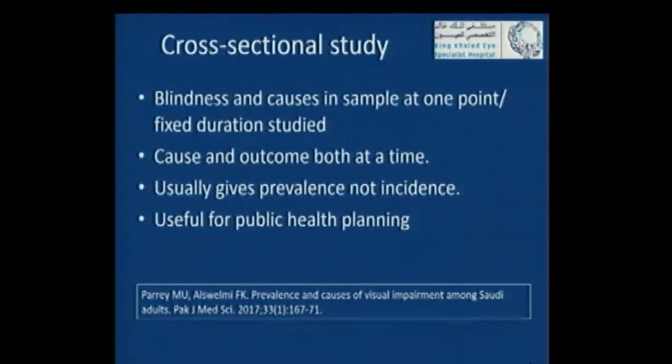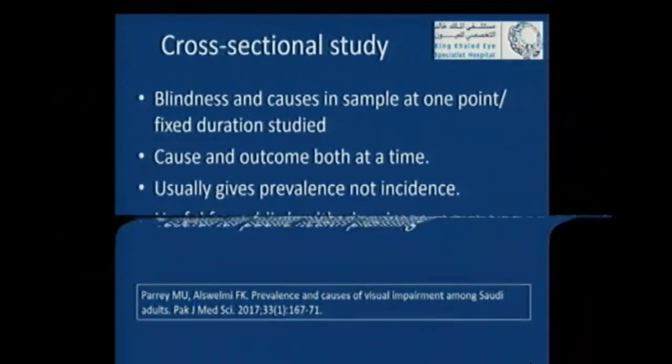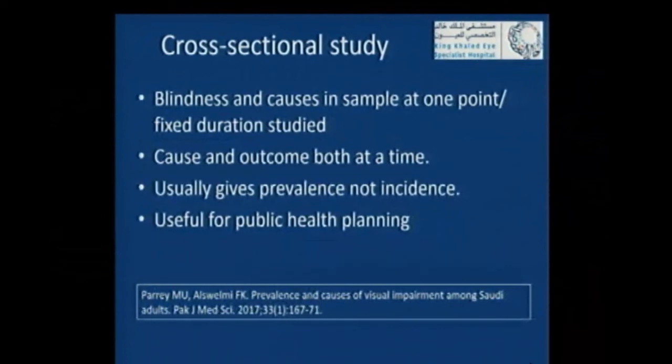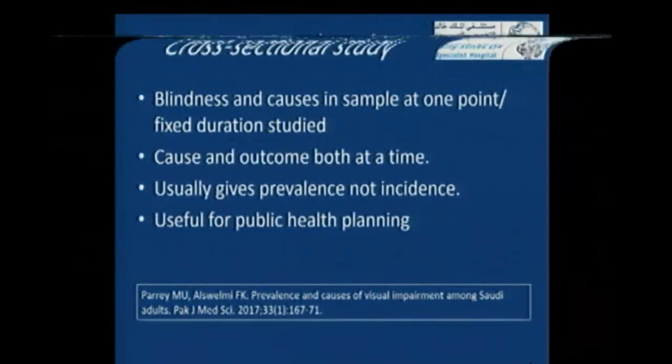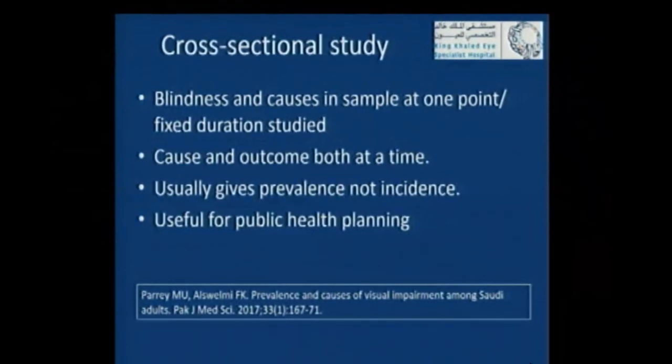When this is high, this is also high. Or when this is high, this is very low. So there is an association we can establish, but we cannot establish cause. But it is a very good type of study for public health policy making. If we have blindness rates of different places of Saudi Arabia, the policymaker can decide to focus first on the area with the higher blindness rate. Then we can think about giving resources to the less prevalent areas.